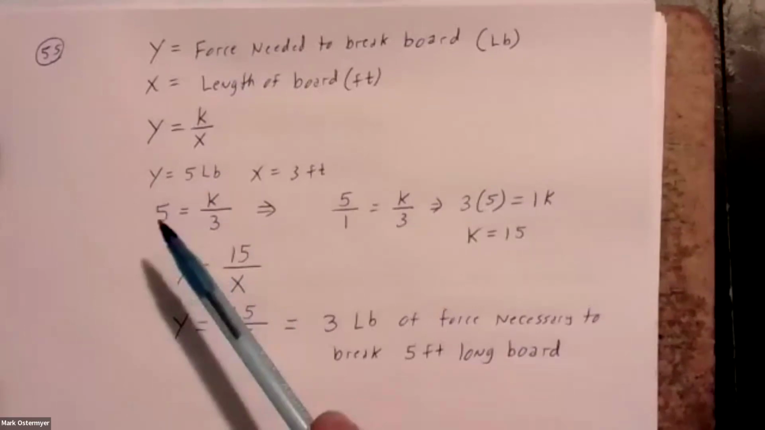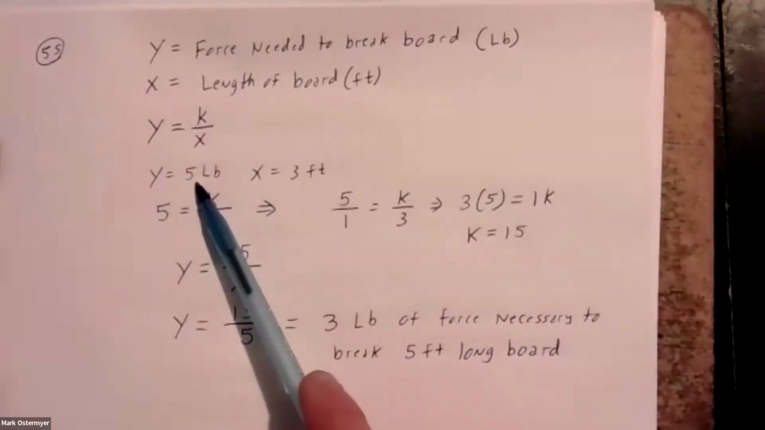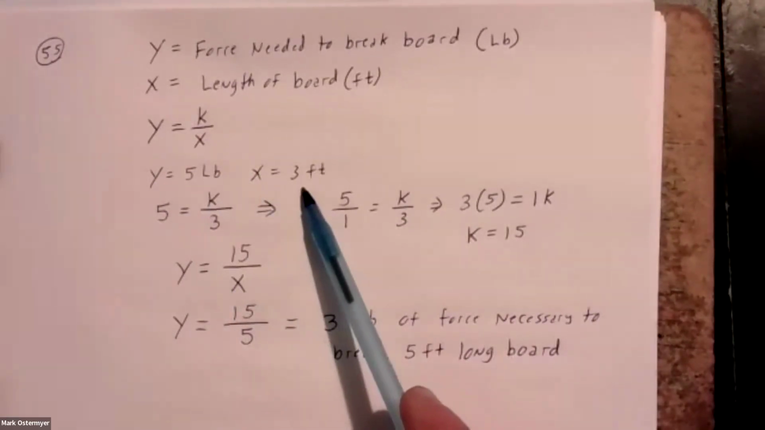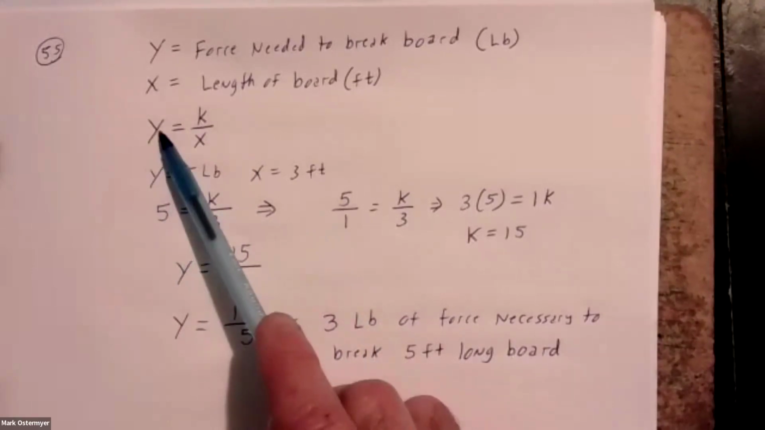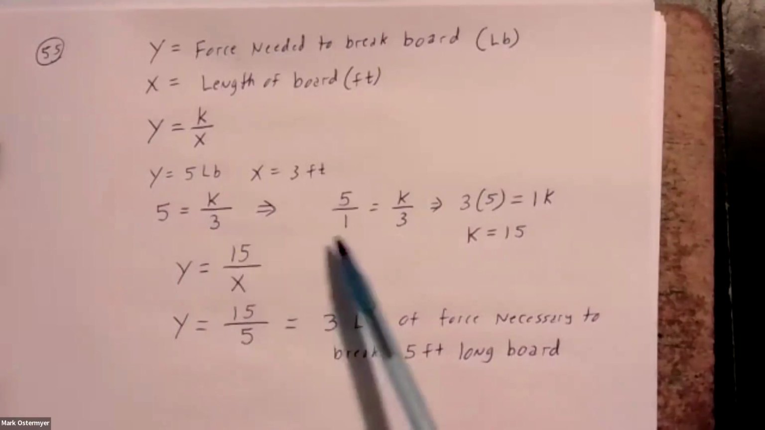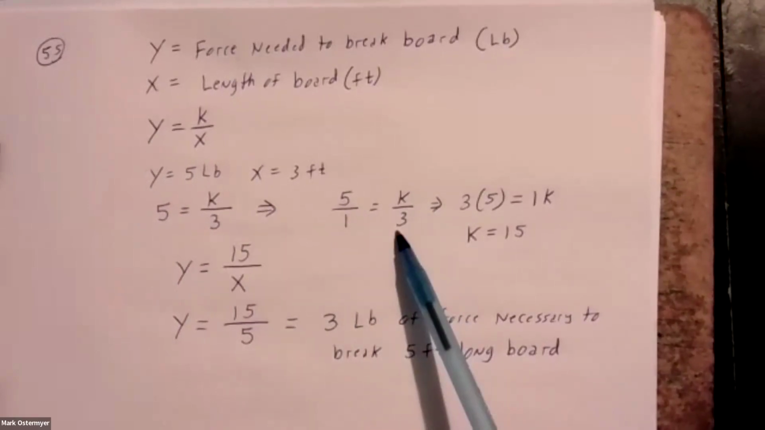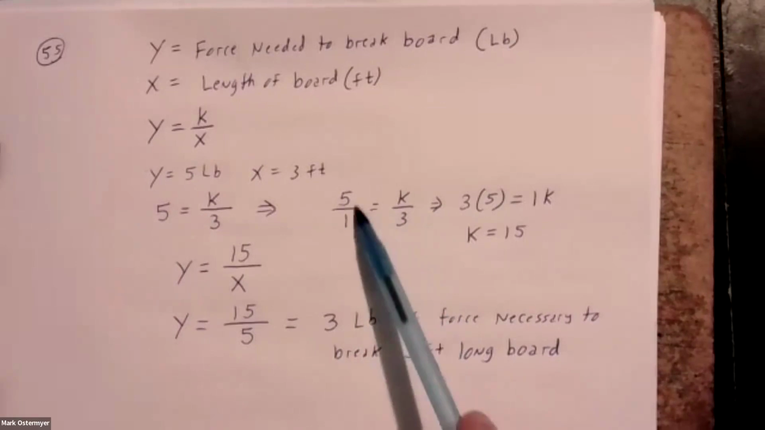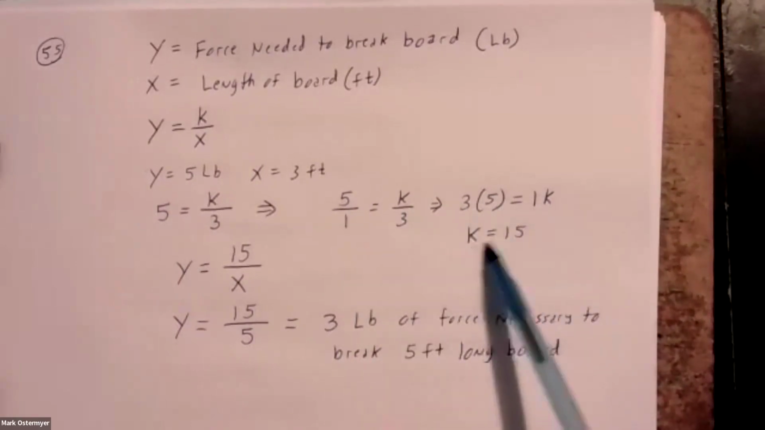So, ladies and gentlemen, we found K by using the fact that 5 pounds of force is needed to break a 3-foot long board. Y takes on the value of 5, X takes on the value of 3. This is really a proportion. 5 over 1 equals K over 3. To solve for K, we cross multiply and equate the cross products. 3 times 5 is equal to 1 times K, or K is 15.